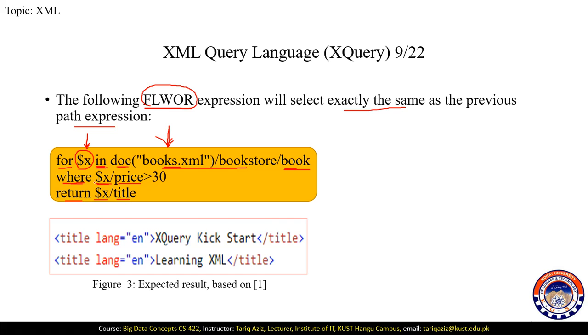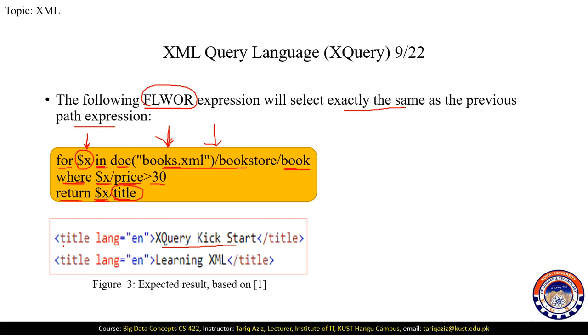Let me explain the concept again, dear students. By using where clause, we are setting a condition on whatever is inside this variable. We are putting a condition on price, that if the price is greater than 30, then we return the result. Then return the title of whatever is in this variable. So what will it return? This is our query. This whole thing is our query. Now this will be the result: XQuery Kick Start, because its price is greater than 30. And what we want to return is the title of the books.